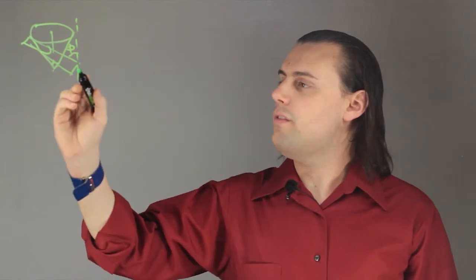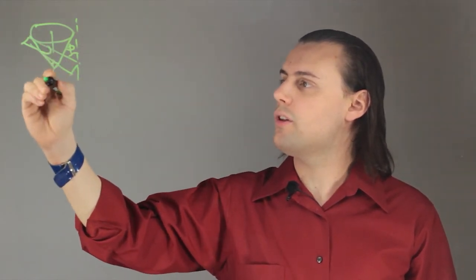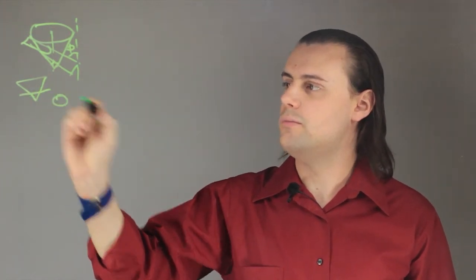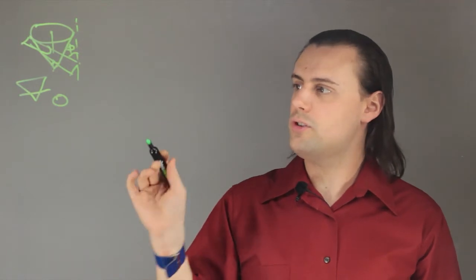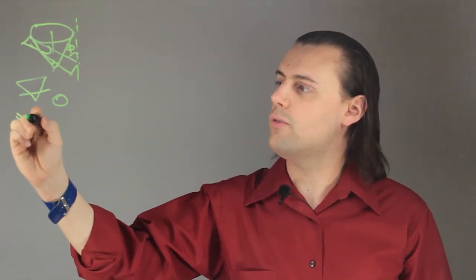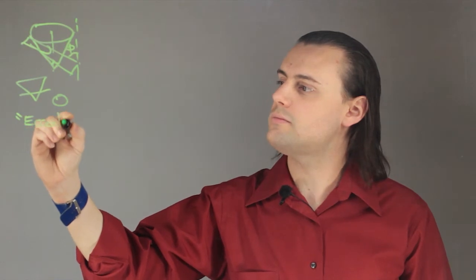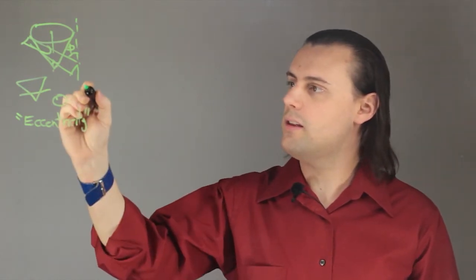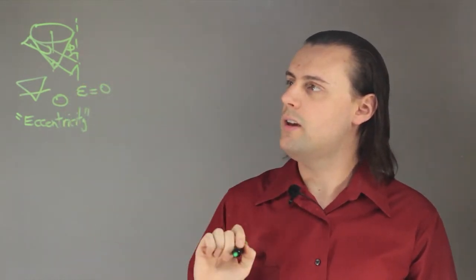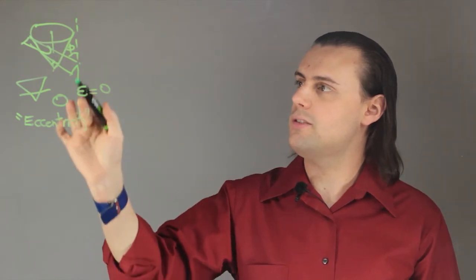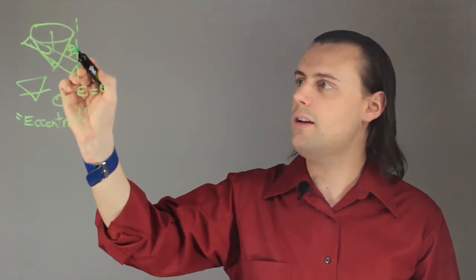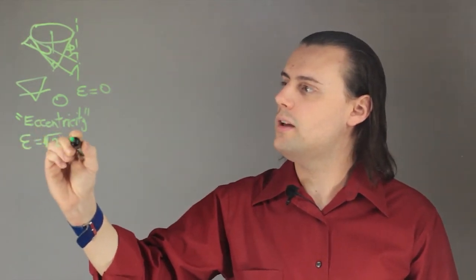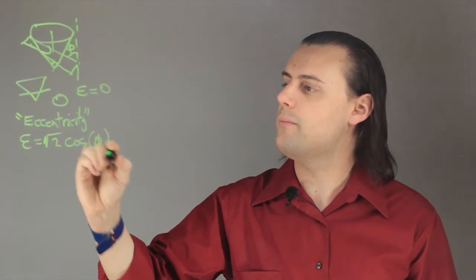So, if the plane cuts through the cone horizontally, then the curve will be a circle. And we can parameterize the type of curve by what's called the eccentricity. So in the case of the circle, the eccentricity is equal to 0. And an equation that relates the eccentricity for the case of the right cone and this angle of the cutting plane would be given as the square root of 2 times cosine of this angle phi.